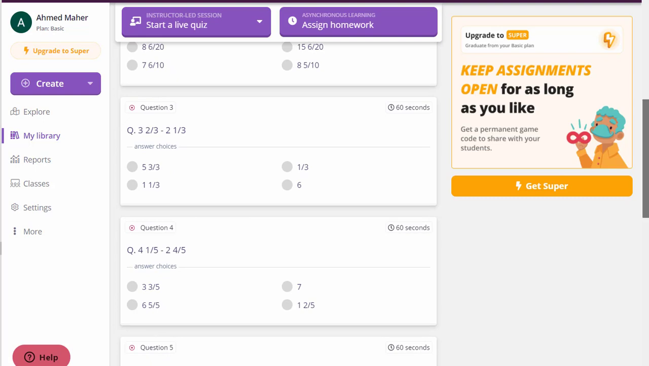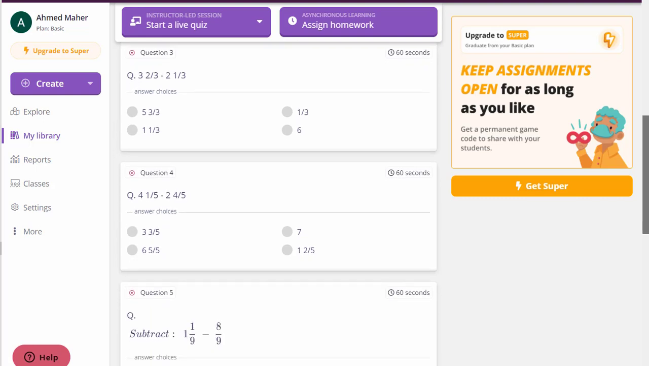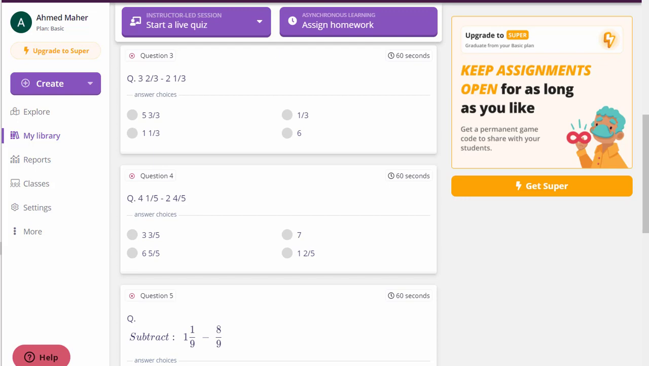In the next question, subtract the fractional parts. 2/3 minus 1/3 is 1/3. And 3 minus 2 equals 1. That's it. So the correct choice is 1 and 1/3.